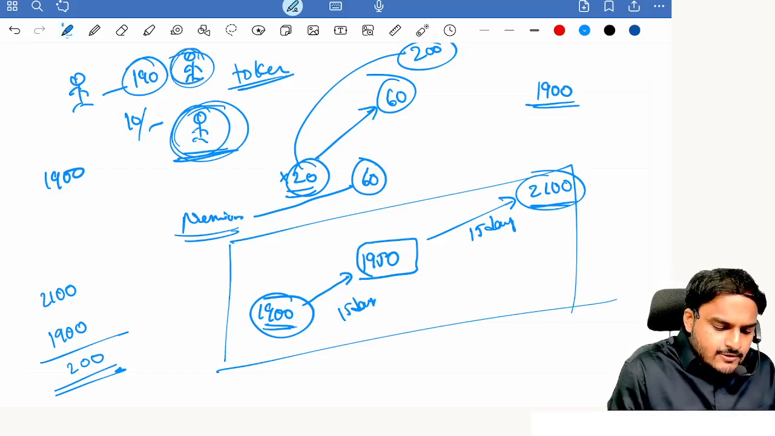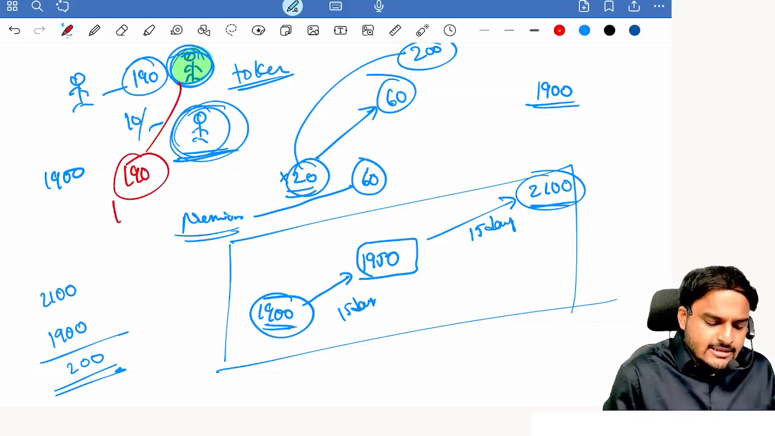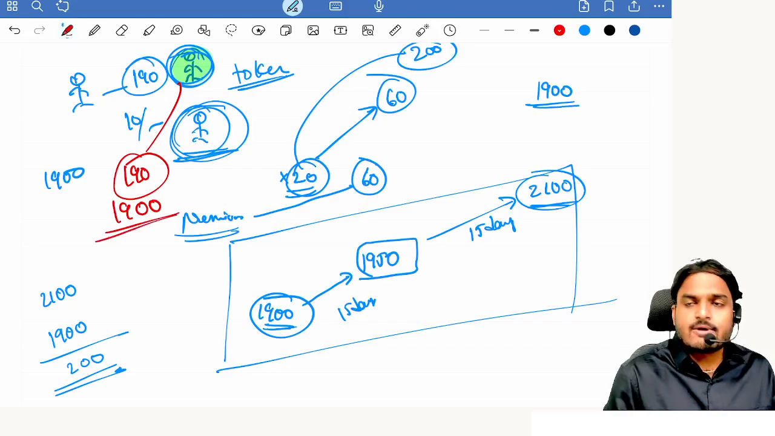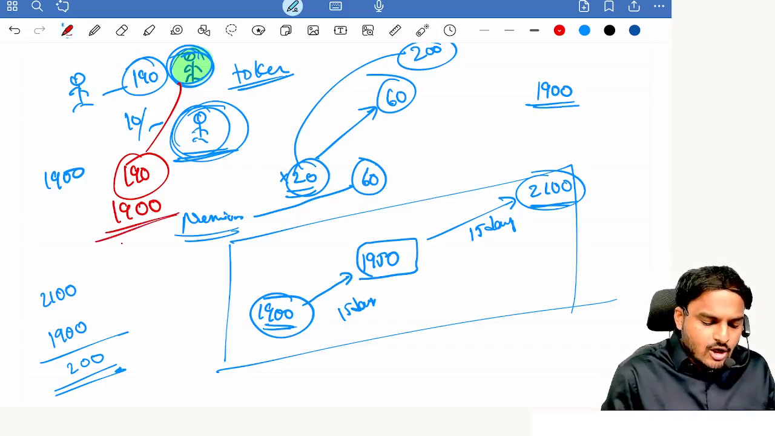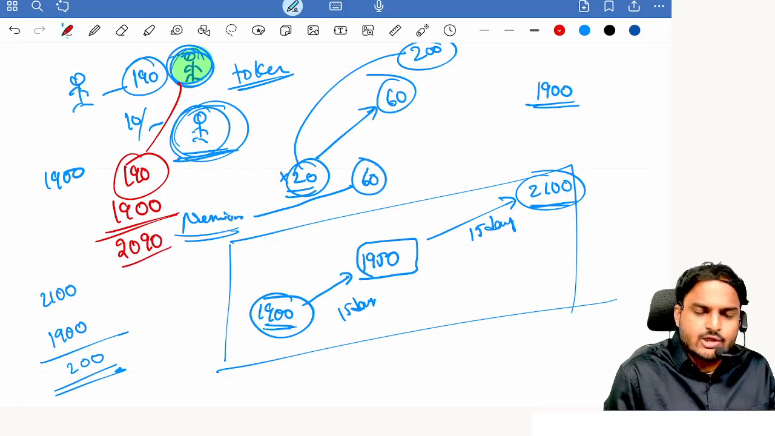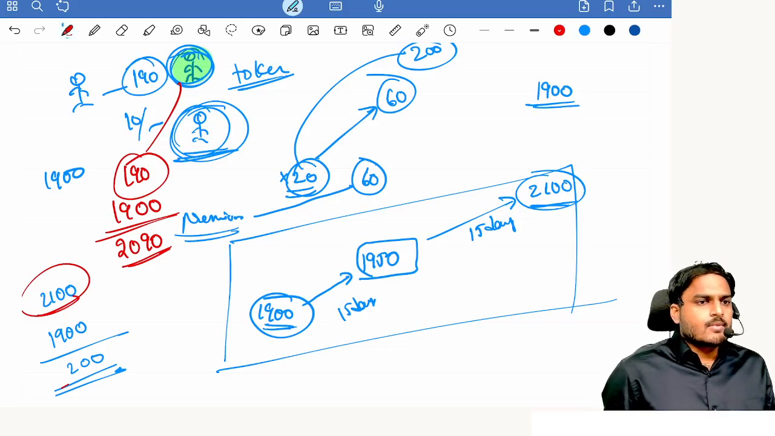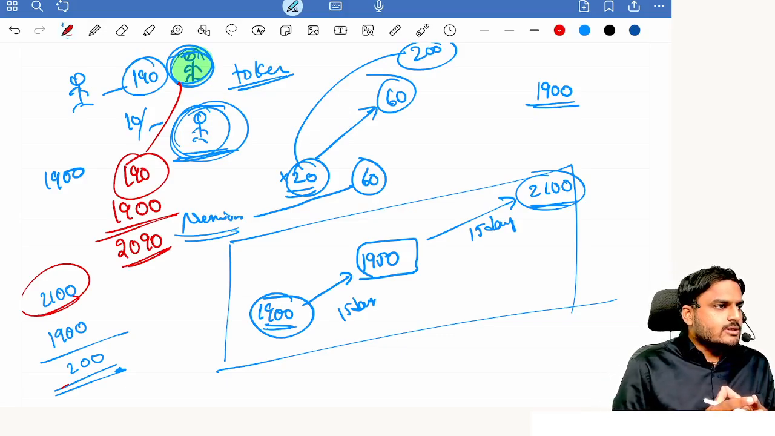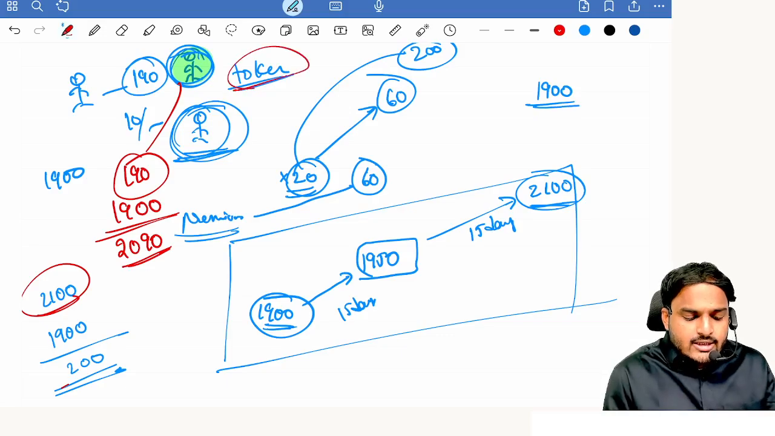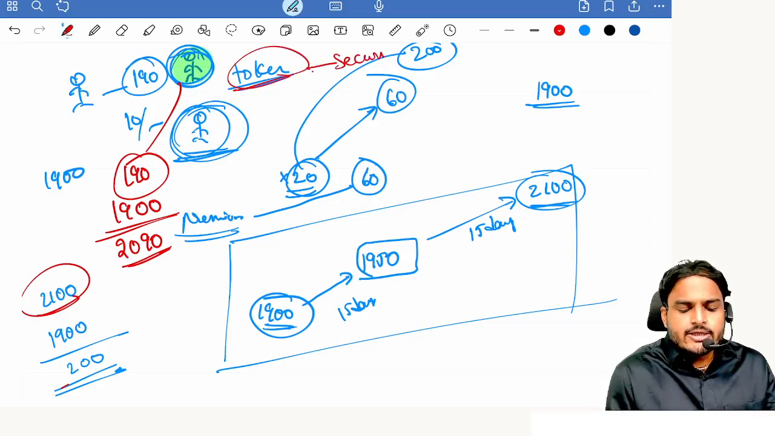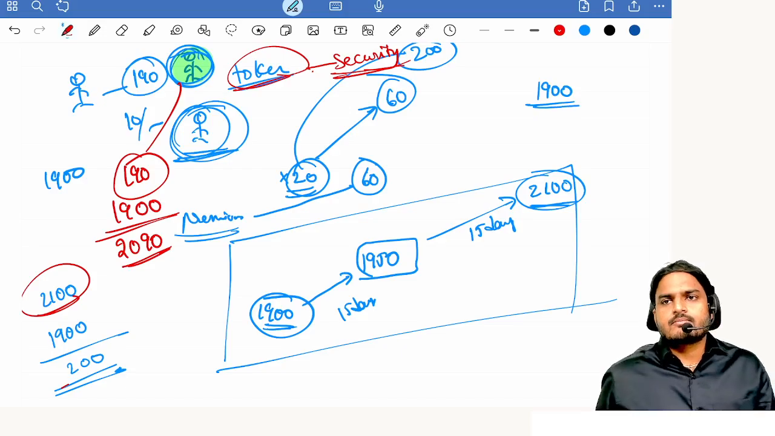So if you observe this party carefully, this party is paying 190 rupees premium, and will pay 1900 rupees for the share. So in total how much is he spending? Just 2090 rupees. And what is the share value? 2100. First of all, everyone getting my point, students? Now that token is also called a security. The token is also called a security.